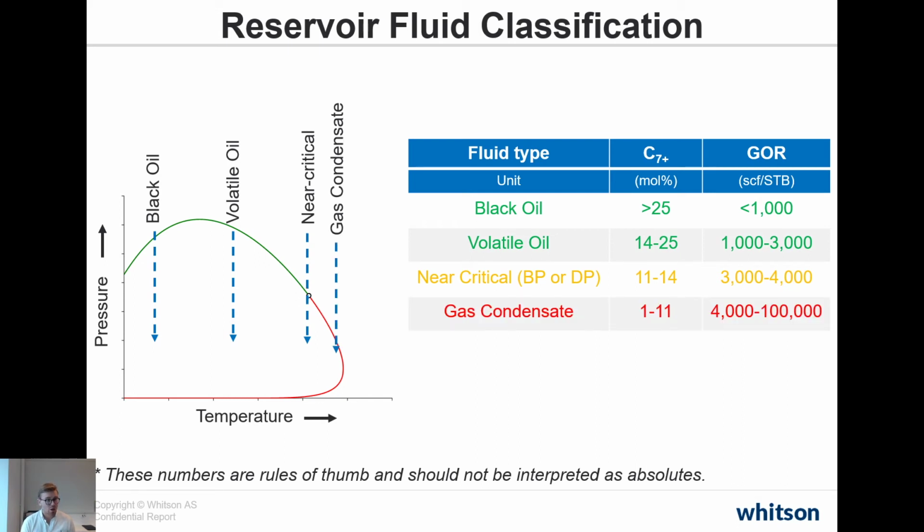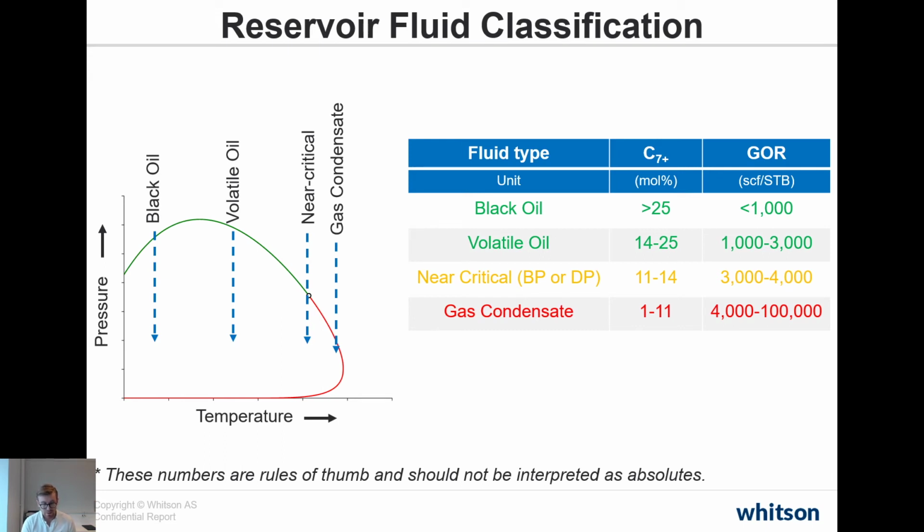A very large range is what you would find for gas condensate, because you can have very near critical gas condensates to maybe lean gas condensates, and that's typically between 1 to 11 C7 plus mole percent, and the GORs can be from 4,000 to 100,000. The definition of a gas condensate is that at the reservoir conditions, it needs to have a saturation pressure. And that's a very large compositional range.